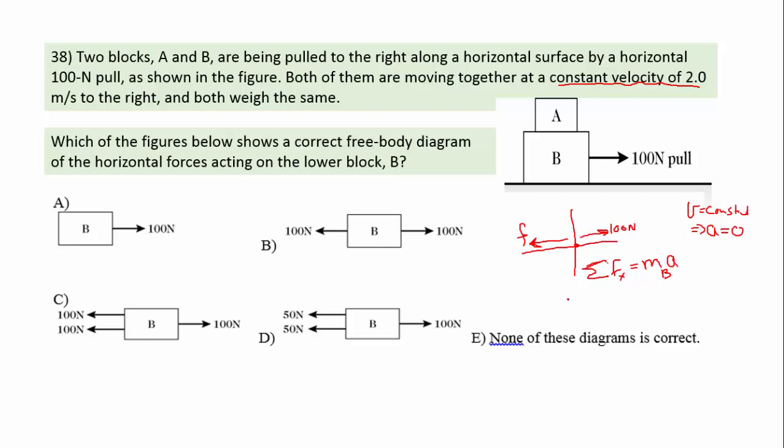Now the sum of the forces will be the 100 Newton in the positive x minus the friction. This is equal to the mass times the acceleration, and since the acceleration is 0, the left hand side of the equation is 0, which means that the friction should be equal to 100 Newton, and this should be of course in the opposite direction. So we have 100 Newton here of friction force. Hence the answer is B.